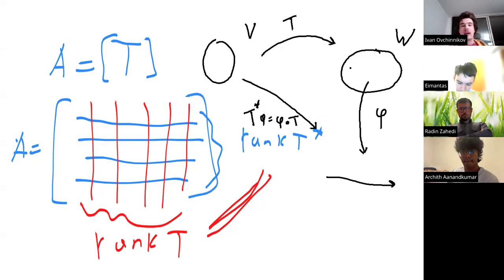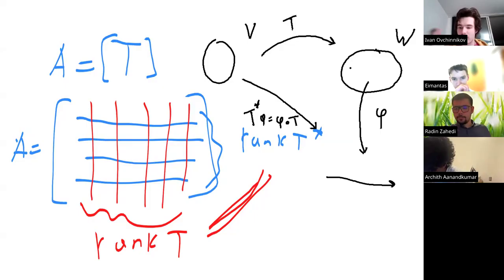Okay. And so what did we realize? We wanted to study this map T star. So naturally, we wanted to understand what is its kernel and what is its image. And how does that relate to T?